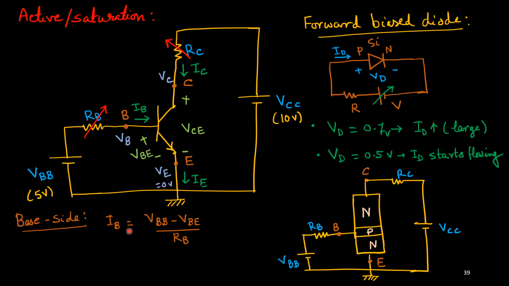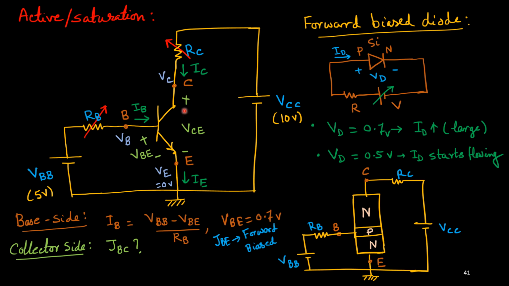Now here is the current IB, obviously this is your source. If this potential gap is VBE and this end is zero potential, then VB is nothing but VBE. So the current flow IB will be this potential VBB minus this potential VB, upon the resistance RB. And if I assume that VBB is around 5 volt, then the base-emitter junction is forward biased, and once it is forward biased, VBE is around 0.7 volt. It is constant. We'll consider VBE around 0.7 volt for a forward biased junction, right?